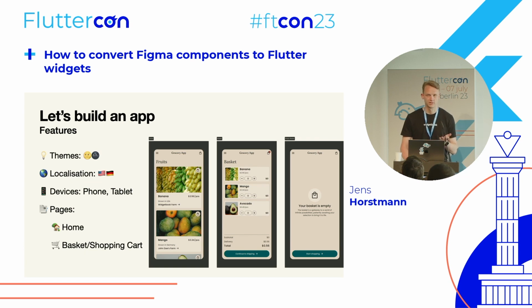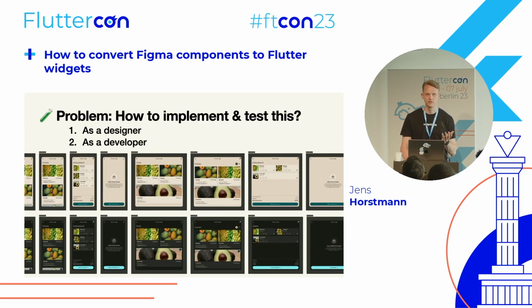So this is a rather simple application, not a lot of pages, not a lot of requirements. But if we look at the space of available screens that we get from already these 2 pages, it's a huge amount because we have light, dark, German, English, and also different font sizes. So we now have a problem on how we can implement and test this as a designer as well as a developer.